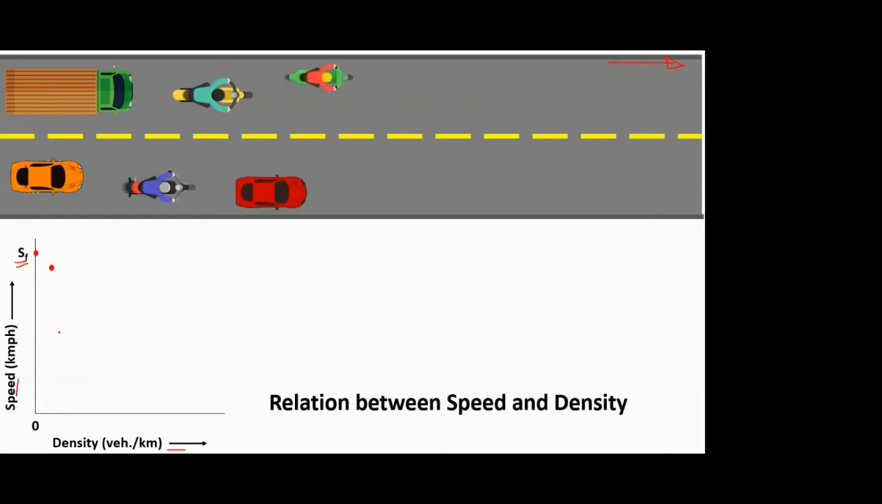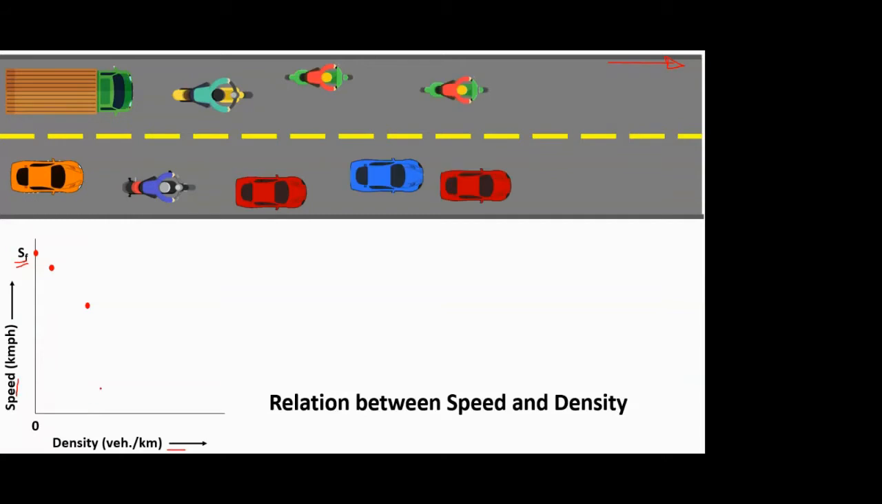Now some more vehicles have been added, so again the speed will decrease. As the vehicles go on adding up and start occupying the road, the speed is going to go on decreasing, because more vehicles on the road create a sort of hindrance to one another. Now if we see the third point, the speed has reduced even further while the density goes on increasing.